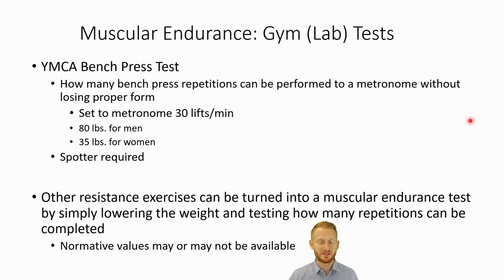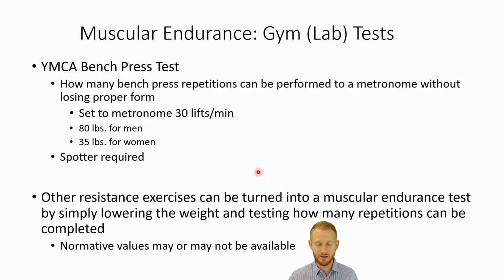Another very common test of muscular endurance is the YMCA bench press test. So this is a test where you set up a barbell with either 80 pounds for men or 35 pounds for women, and you see how many times they can do a bench press with that barbell at the rate of 30 lifts per minute. So you need a metronome in order to do this properly. All right, so in other words, if you go off pace or if you fail to do the repetition, that's the end of the test.